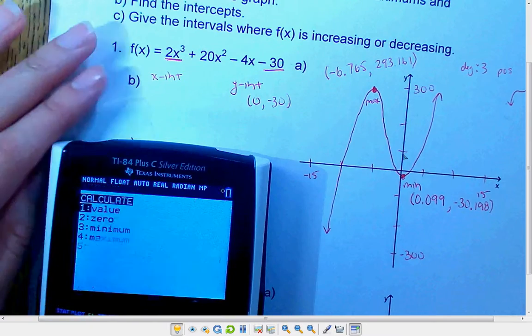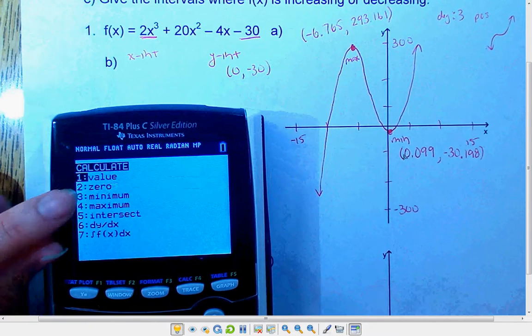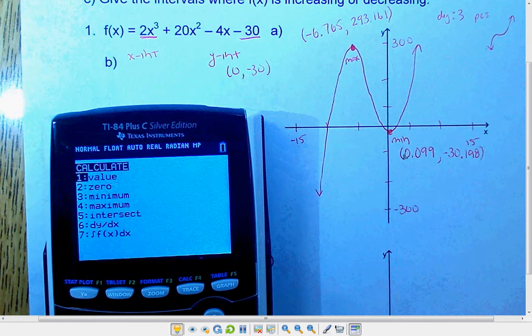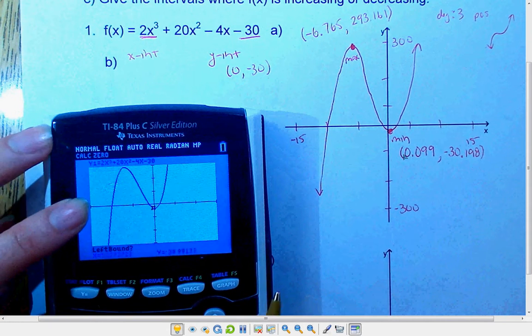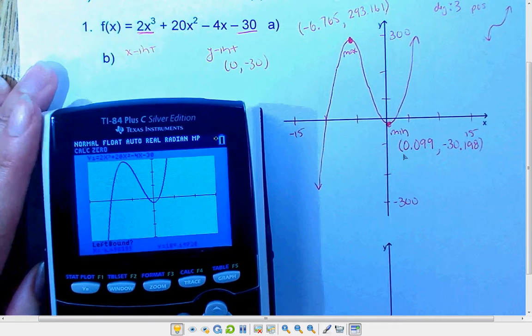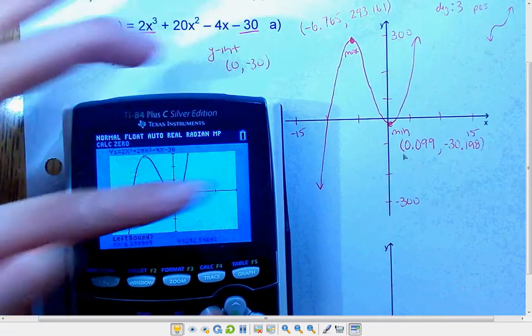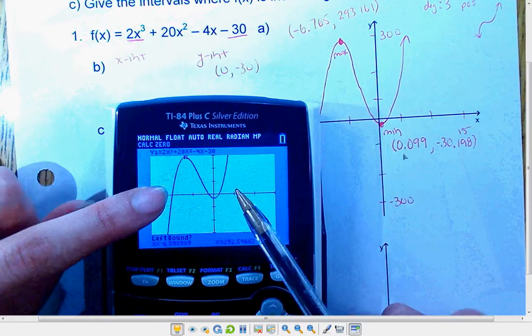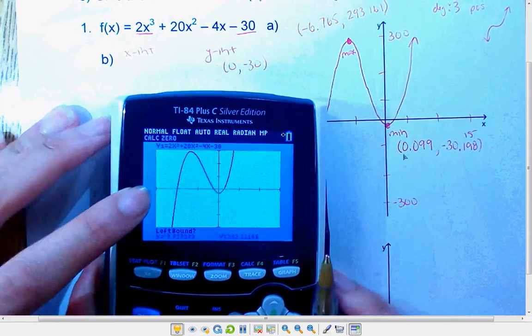We're going to go to second calc again. We're going to use the button number 2, because a 0 is the same thing as an x-intercept. So we're going to press 0. We have a couple of x-intercepts to find. It's where it crosses the x-axis. So you have 1, 2, 3 of them in this function. Let's go to our first one.